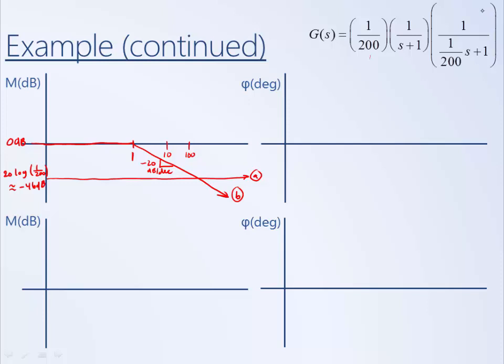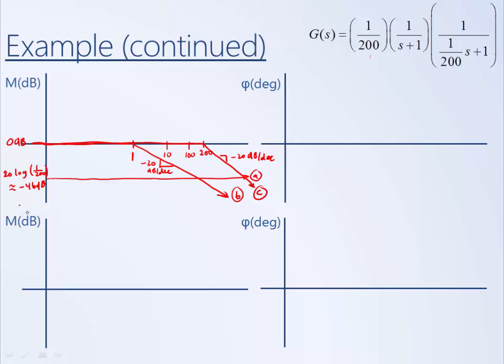Looking at the third component, we have another simple pole. In this case, t equals 1 divided by 200, and so 1 divided by t is 200. That'll be the location of the break for that simple pole. So we start off at 0 dBs, and then at 200 we break down at minus 20 dBs per decade. That's component C.